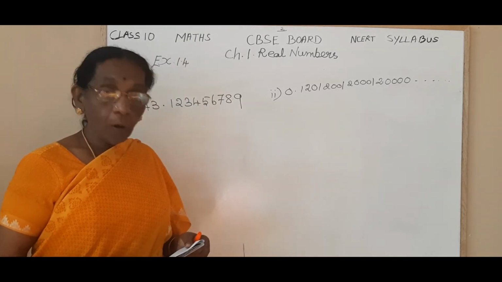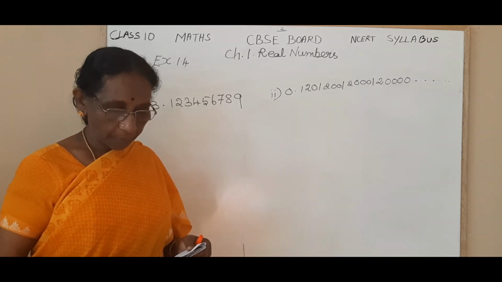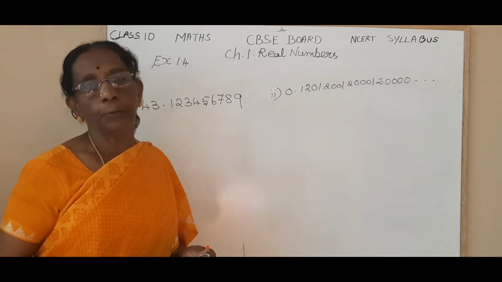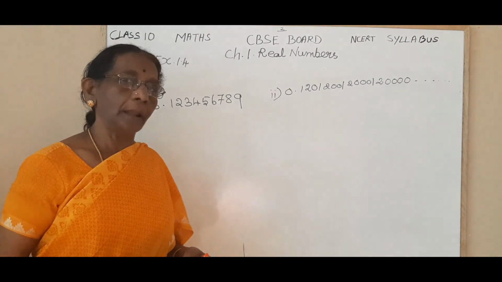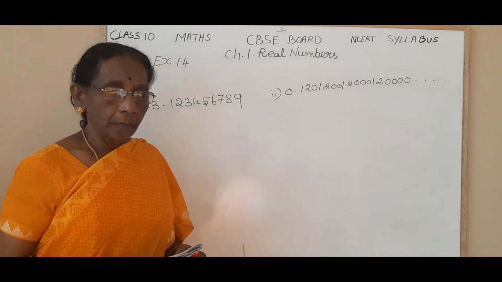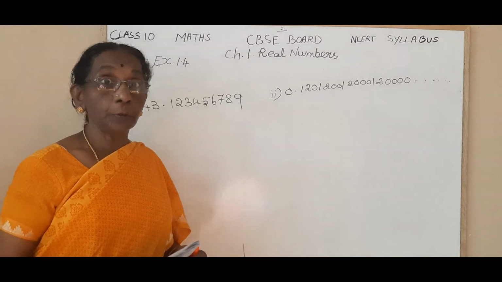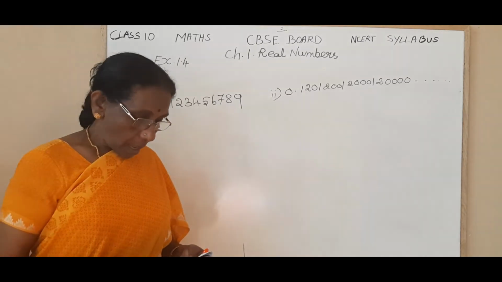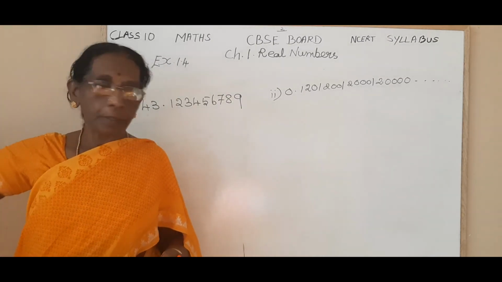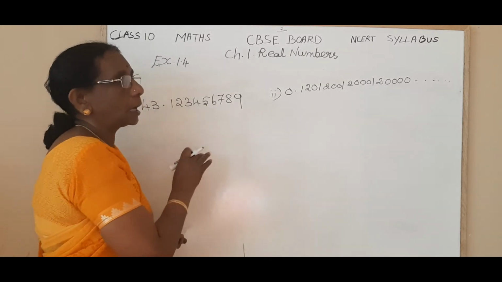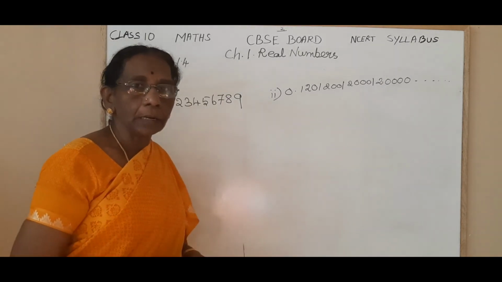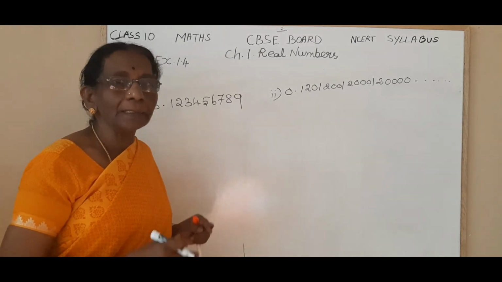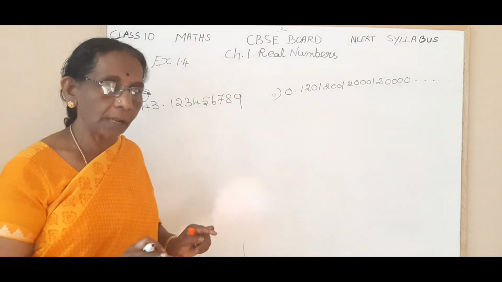Okay, and if they are rational, and of the form P by Q, what can you say about the prime factors of Q? For the rational numbers, you have to write what should be the prime factors of the denominator. That's the question. So you have to check whether it is rational or irrational, and if it is a rational number, you have to write what should be the prime factors of the denominator of the rational number.